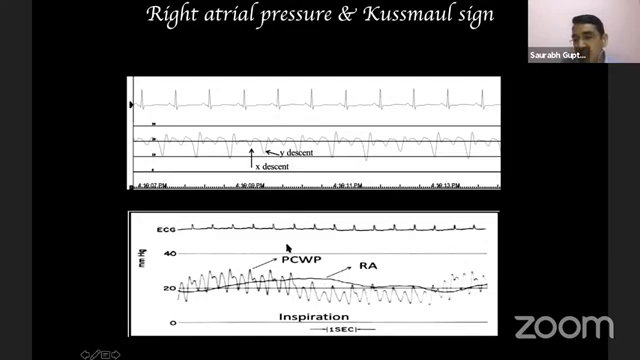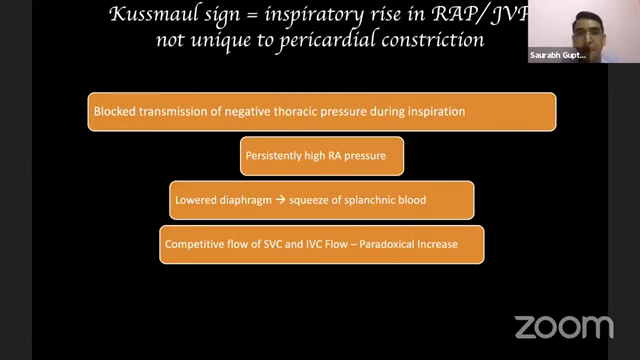The wedge pressure continues to vary with the respiration. Why? Because wedge pressure and the pulmonary veins are part of the extrapericardial space. So there is a discordance between right atrial pressure and wedge pressure. RA pressure doesn't change with respiration. Wedge pressure will continue to show variation with respiration.